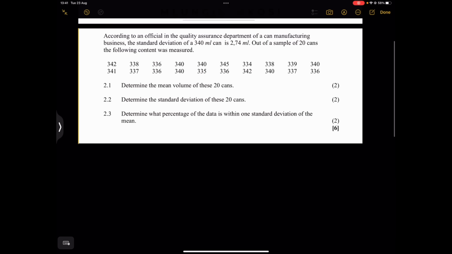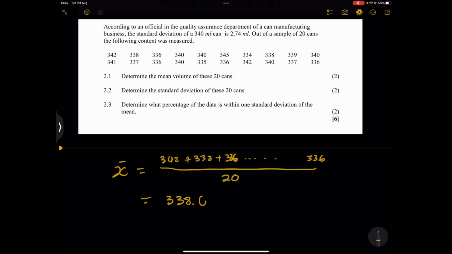Now, ladies and gents, you remember that if you want to calculate the mean manually, you take all of those data points and take the sum of them. So you'd say 342 plus 338 plus 336, all the way up until the last value, which is 336. Then you divide by the number of data points that you have, which is 20, and you'll get a value around 338.6. So that would be our mean in that case. But remember, we're going to do this through the calculator as well.